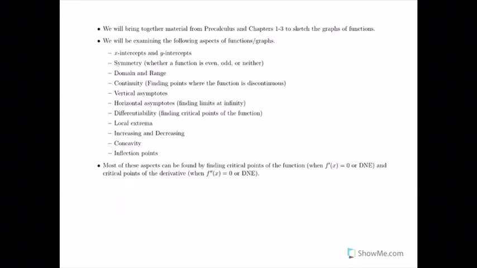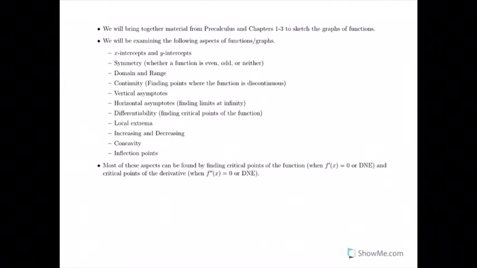So some of the following aspects of functions and graphs we're going to be looking at are x and y-intercepts from pre-calculus, symmetry, whether a function is even, odd, or neither, domain and range, continuity, or more importantly, where a function is discontinuous, vertical asymptotes, horizontal asymptotes, differentiability, we're going to use this to find critical points of the function, local extrema, increasing, decreasing, concavity, inflection points. And again, the idea of this is to be able to graph a function using the derivative especially.